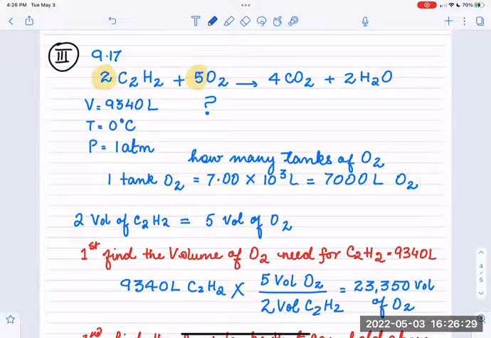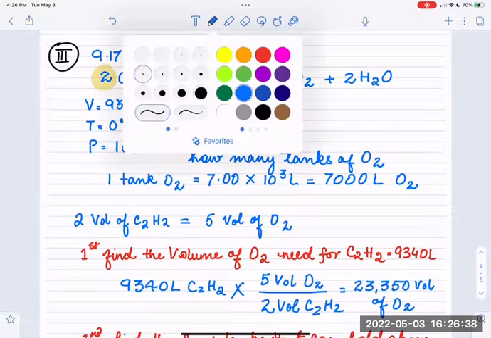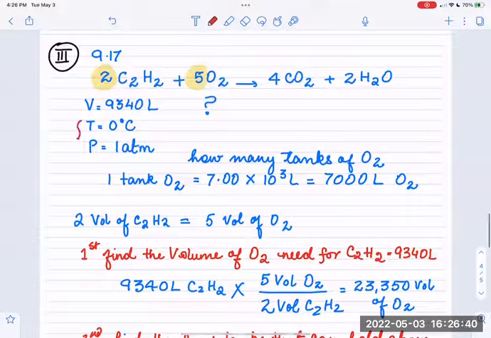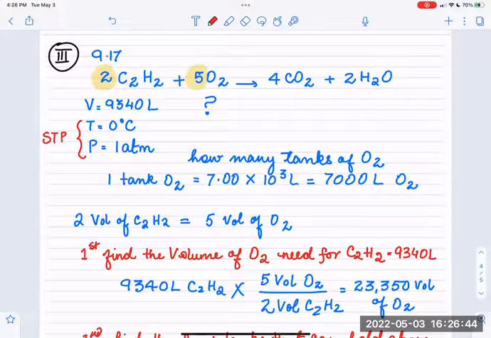We are given the acetylene. The volume of the acetylene is 9,340 liters, and the temperature is 0 degrees Celsius and 1 atm. So these are the standard temperature and pressure conditions, STP. So here they are saying find the volume of how many tanks of oxygen. Now you're also given that one tank of oxygen contains 7,000 liters of oxygen.